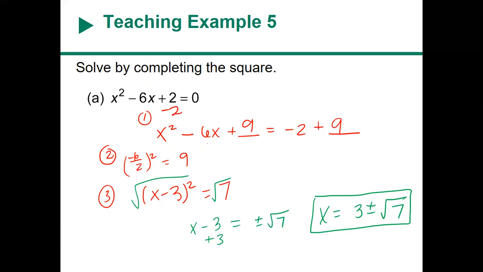When do you solve by completing the square? When it does not factor. When it does not factor, there's no number that's going to multiply to give me 2 and add to give me negative 6. Not possible. No questions at all?